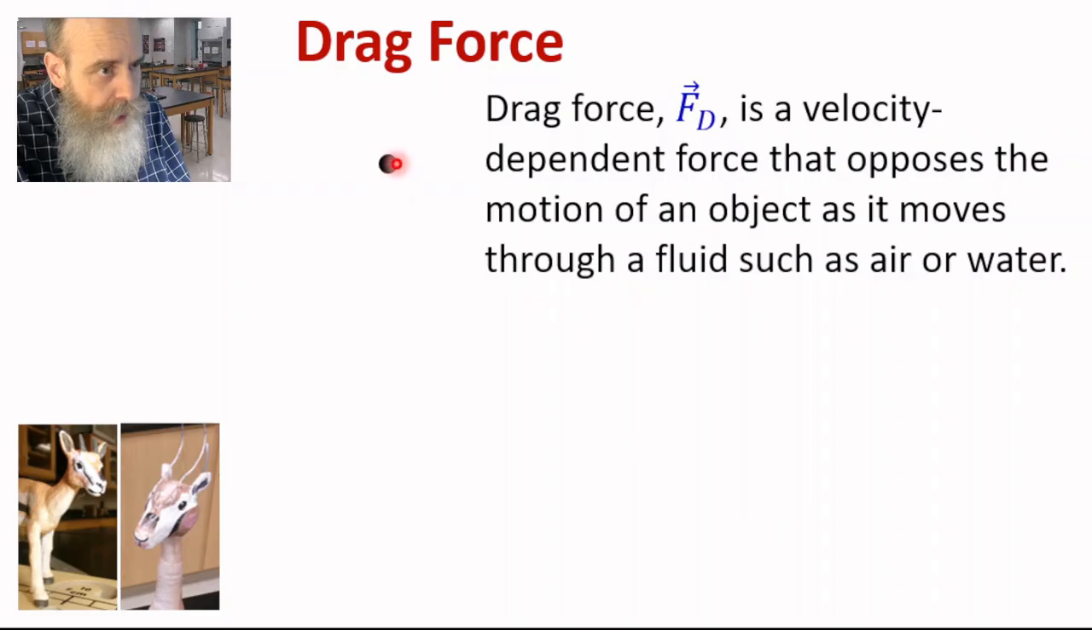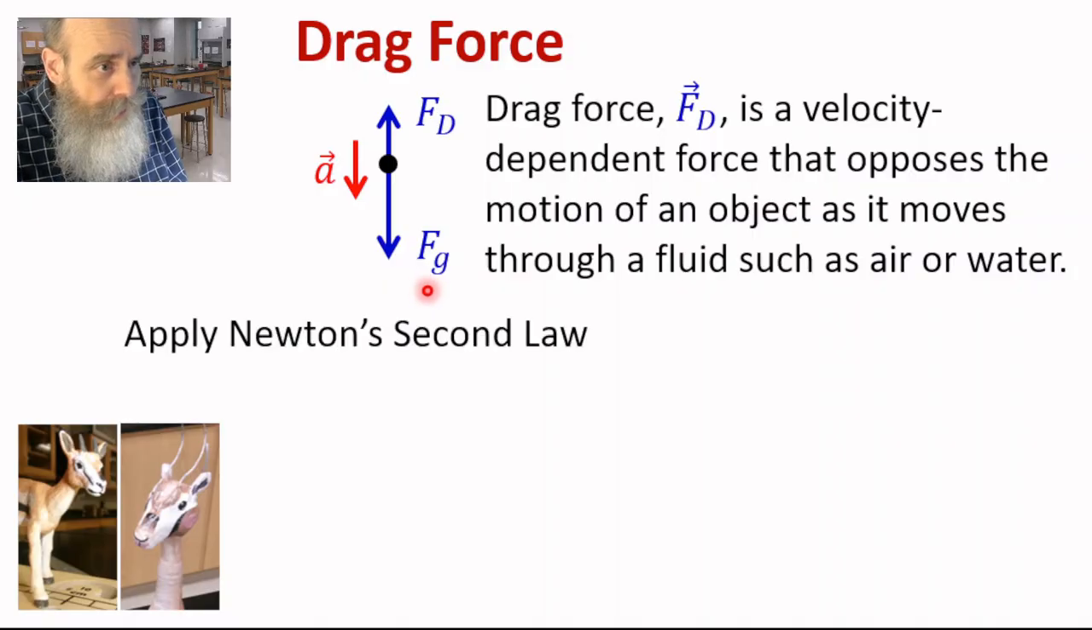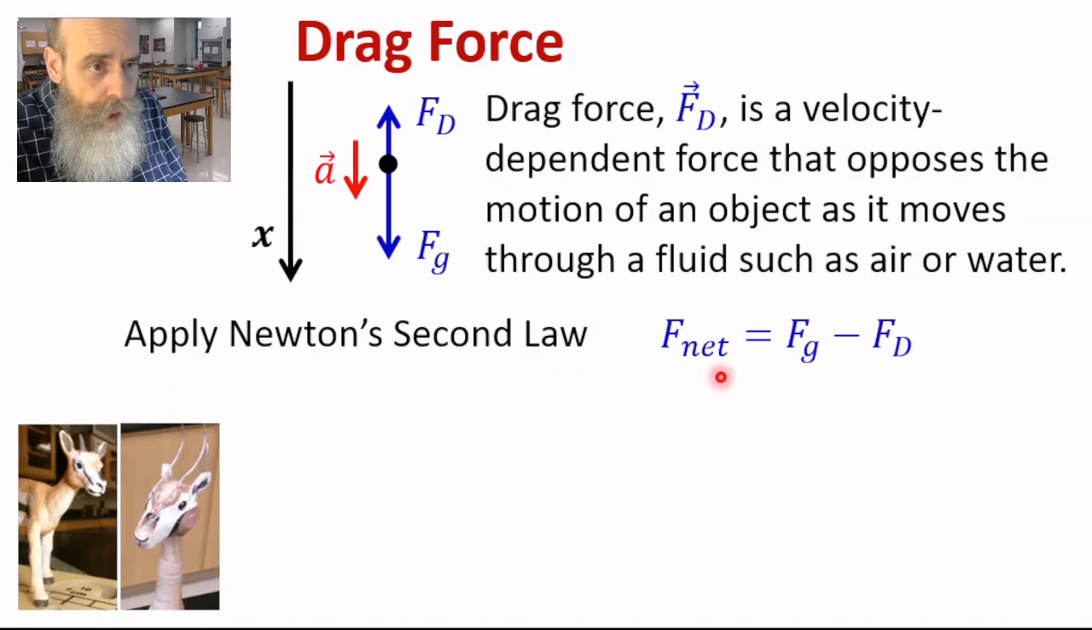This dot represents the coffee filter. There's a force of gravity acting downwards, Fg, and the drag force acts upwards, Fd. It acts opposite to the direction of motion, and it depends on the velocity. The acceleration is down, and let's apply Newton's second law to this problem. And we'll take the x-axis to be downwards positive. The net force is Fg minus Fd, and that equals mass times acceleration.